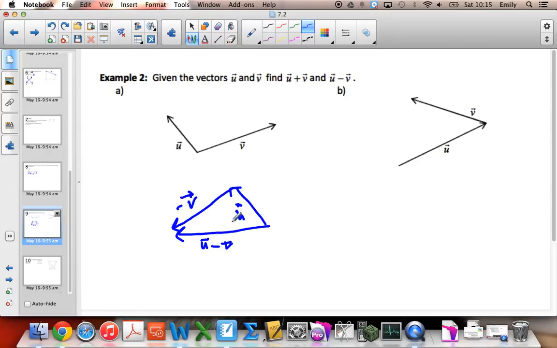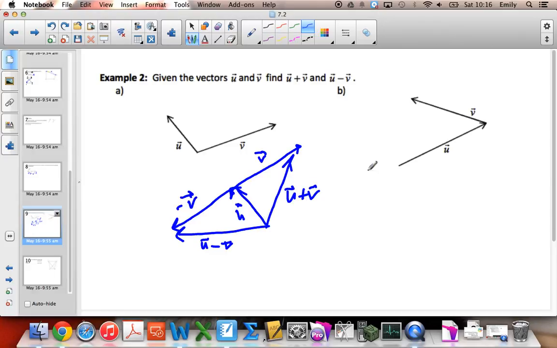Right, if I'm going to do u plus v, then at the head of u, I would have drawn v going the normal way. There's positive v. And so this vector is u plus v. Notice how the subtraction and the addition look very different from each other, and that should be the case. Addition and subtraction are opposite operations. But notice that my addition vector and my subtraction vector aren't pointing in opposite directions. They're pointing in very different directions.